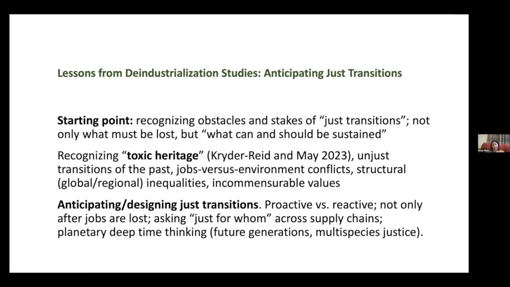So I think these transitions that we need to think about in the future and now need to be proactive versus reactive, not just after the jobs are lost, and asking those hard questions of just for whom. So whose idea of justice, and who will benefit and who will lose across supply chains. About where those green technologies are made, who's going to get those green jobs, who's going to lose out from those transitions, and thinking about longer timescales as well, about future generations and about multiple species. So, thank you.